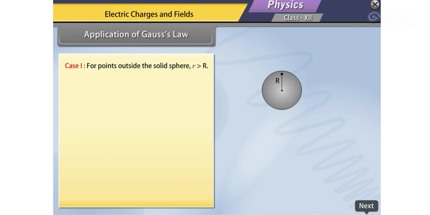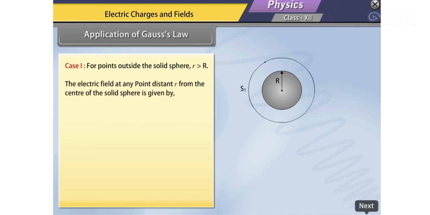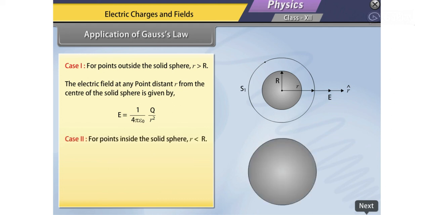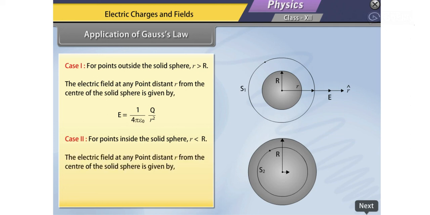Case 1. For points outside the solid sphere, r is greater than R. The electric field at any point distant r from the center of the solid sphere is equal to 1 upon 4 pi epsilon naught multiplied by q upon r square. Case 2. For points inside the solid sphere, r is smaller than R. The electric field at any point distant r from the center of the solid sphere is equal to 1 upon 4 pi epsilon naught multiplied by r q upon R cube.